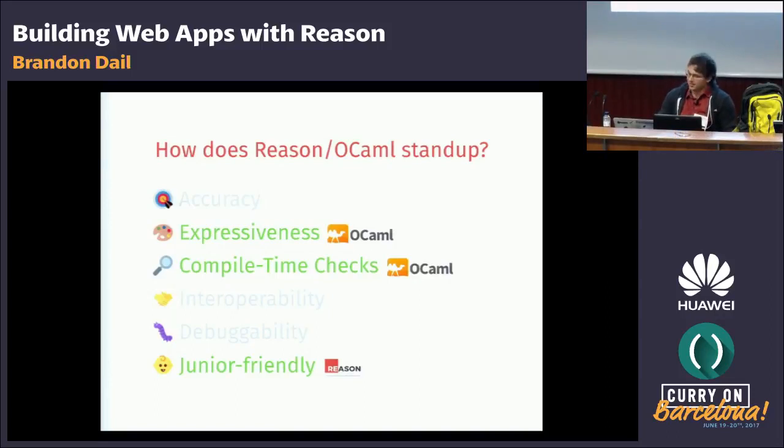So for compile time checks, I think we can pretty much agree that that's also green. We have a really great type system again. ML is known for its type inference and the soundness of its type system, so we're getting a really safe language. And then junior friendly. I think this is something that Reason really provides. It makes OCaml accessible to developers in the JavaScript community, or at least more accessible. Not only by providing a syntax that's easier to understand for someone with that background, but also by making the toolchain a little bit easier to work with.